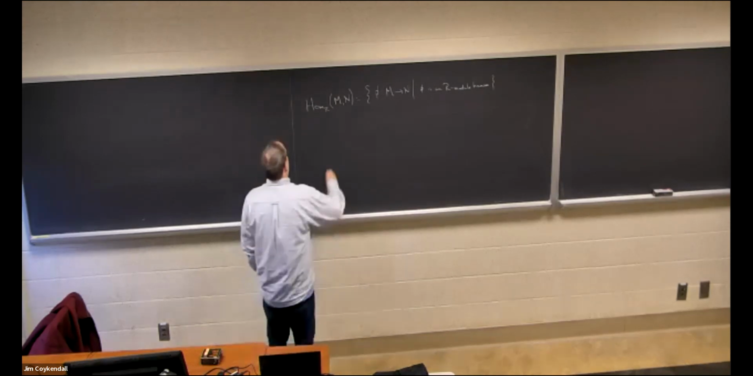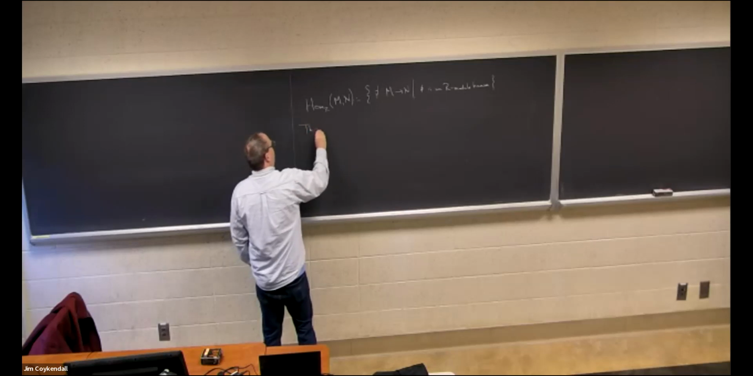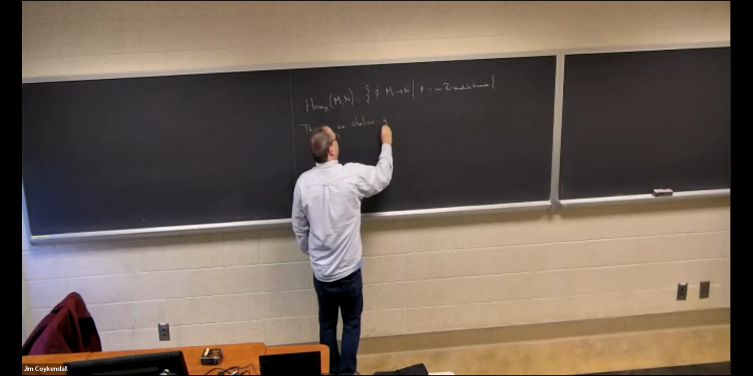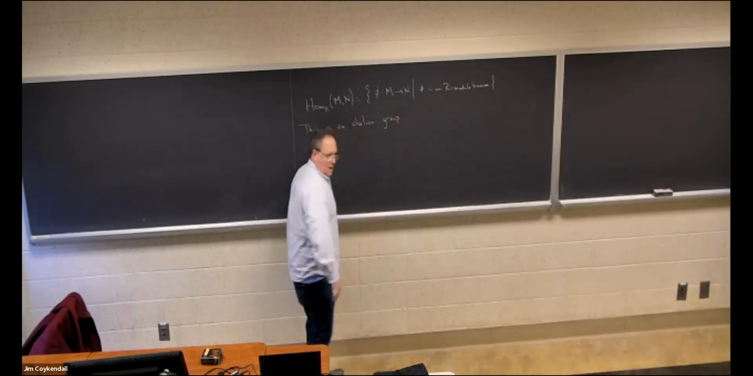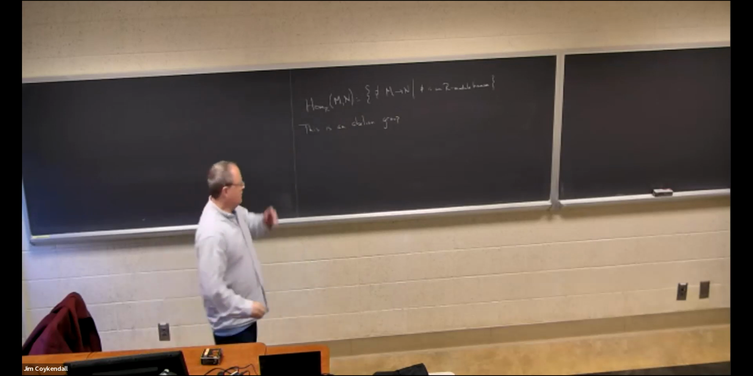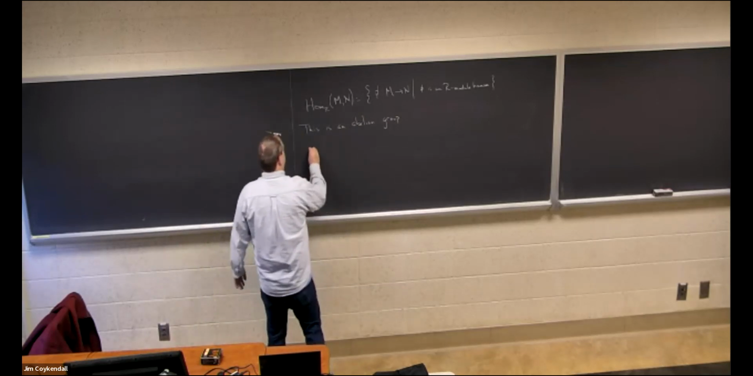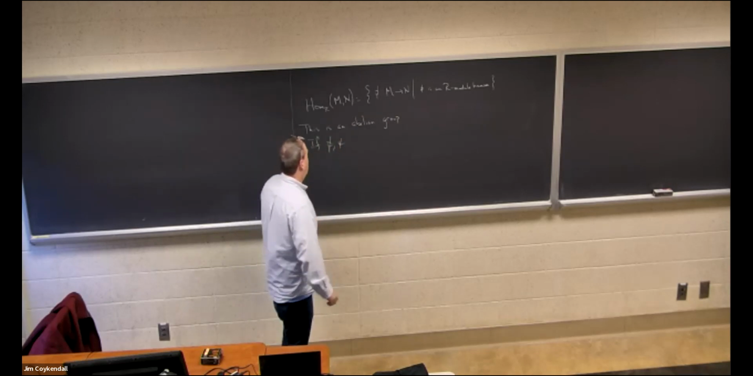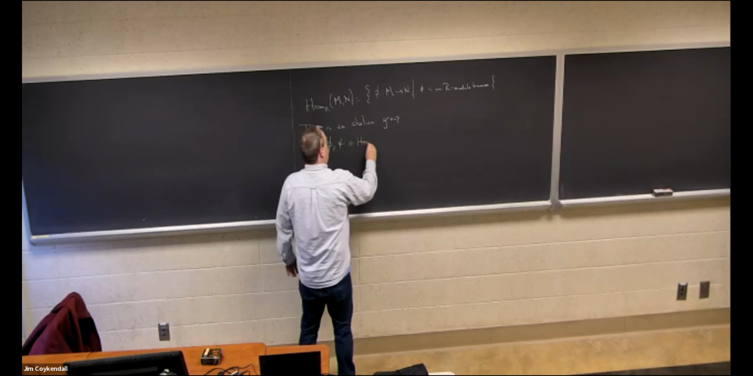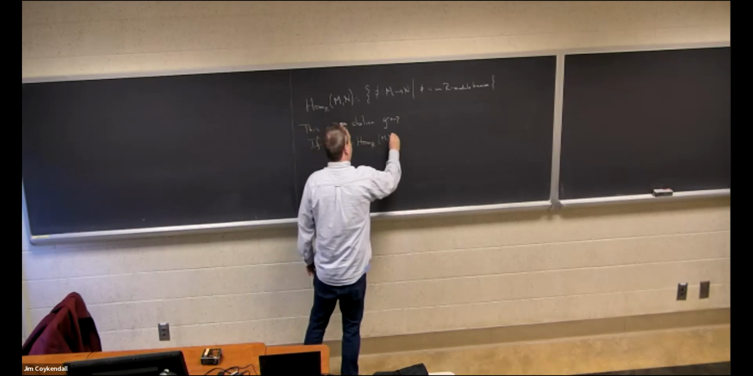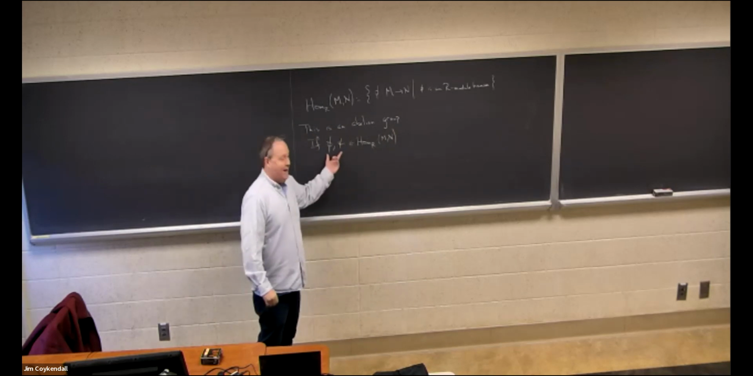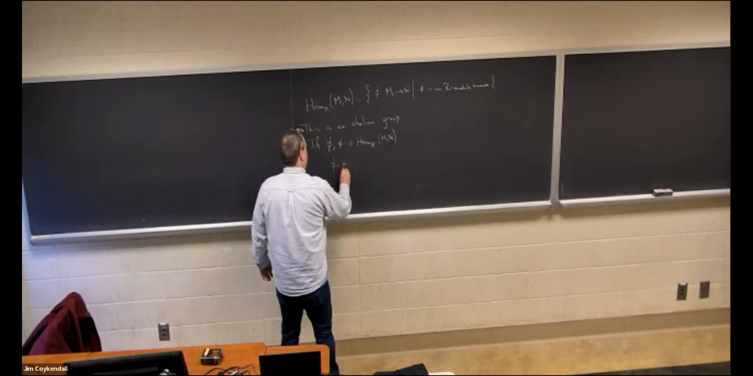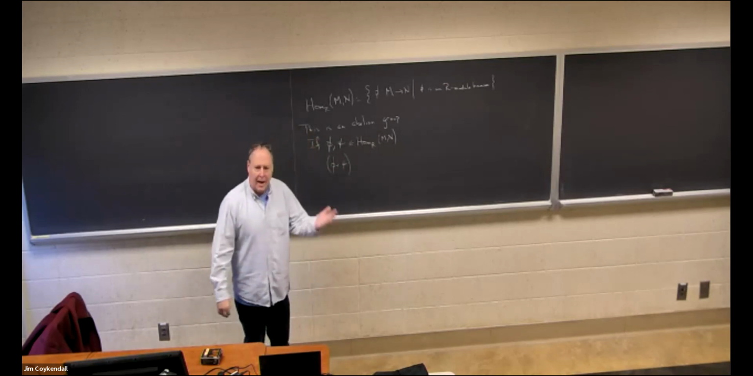This is always an abelian group under pointwise addition of the functions. That is to say, if φ and ψ are elements of Hom_R(M, N), when I add these two up, it still needs to be a homomorphism. And how do I define this?